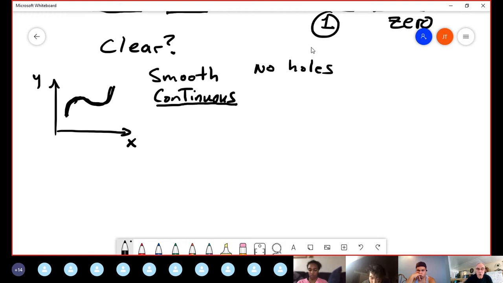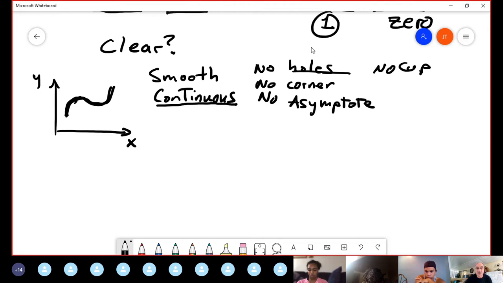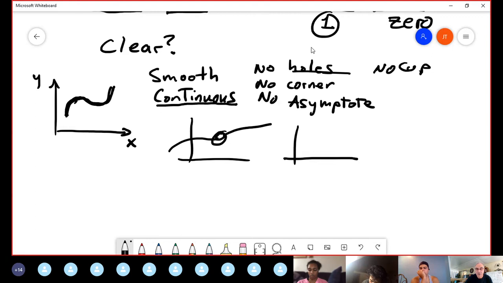No holes, no corner, no asymptote. No cusp. Let me explain what that is. A hole is like that. Suppose a curve, and we have a hole in the middle. This is a hole. The polynomial graph never has a hole. Never. A corner, like that. Never has a corner.